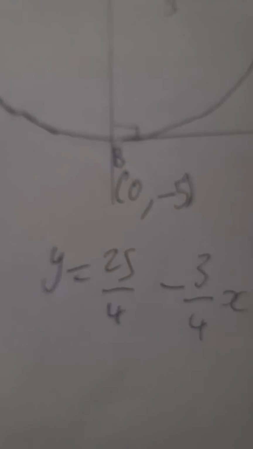Now with this, we have the gradient and we have a y value that we can substitute in. So we do -5 equals 25/4 minus 3/4 x. And -5 is the same as -20/4, so you can cancel out all the 4's, and -20 equals 25 minus 3x.